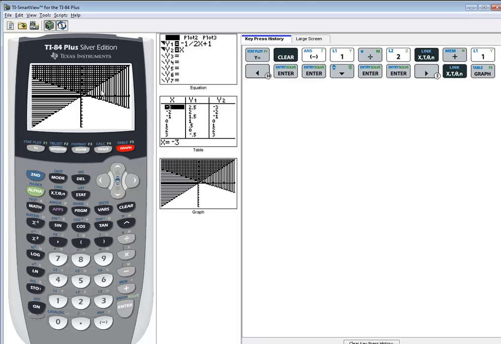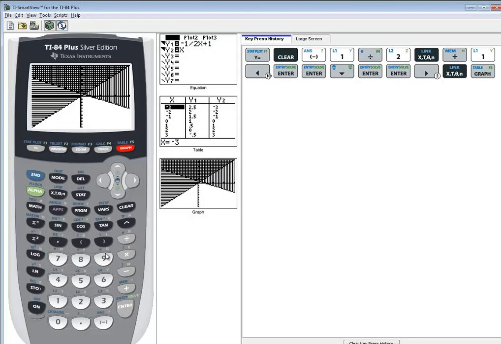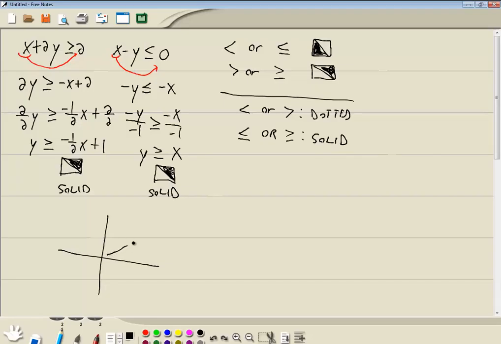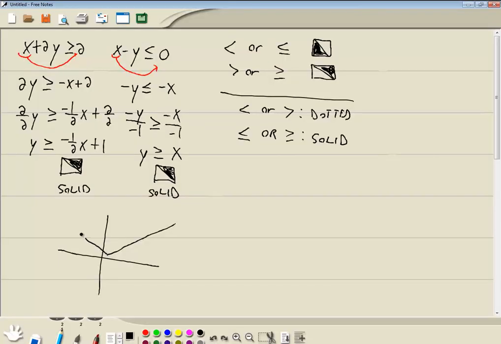And you can see they're both shaded up here. And so our answer for this problem, if you tilt your head sideways, is going to be this right here. Now we said this is going to be a solid line, so what separates the shaded from non-shaded is going to be solid. If we had said it was going to be dotted, then this would have been a dotted line here.